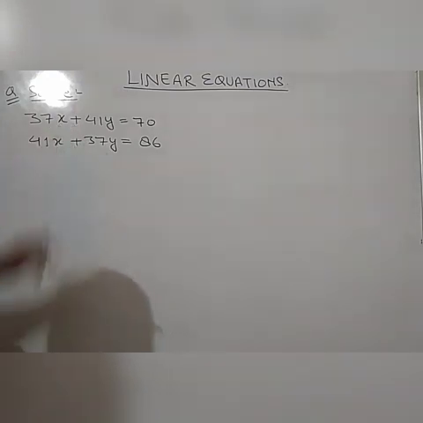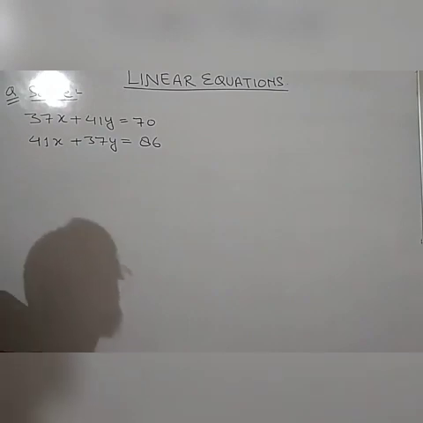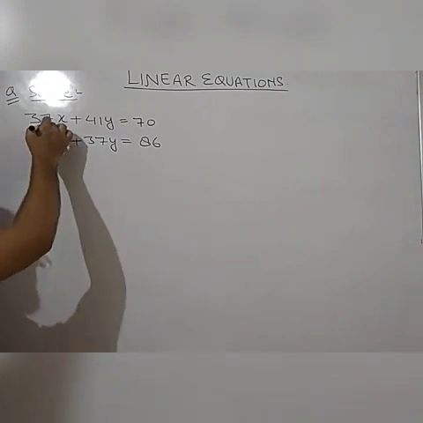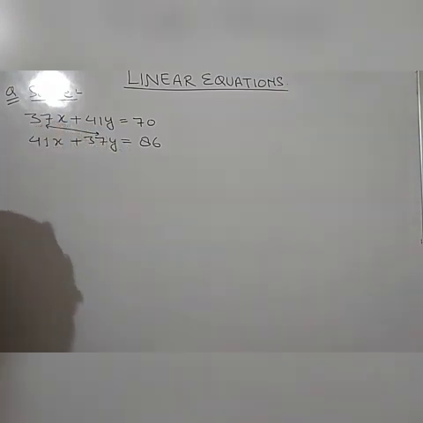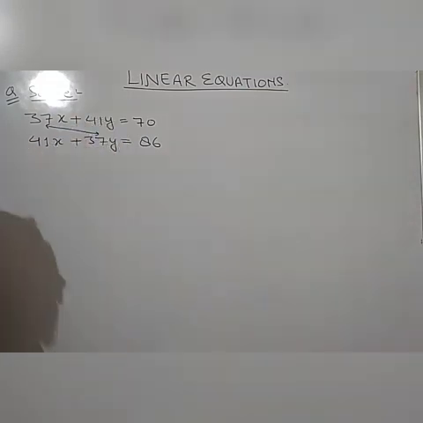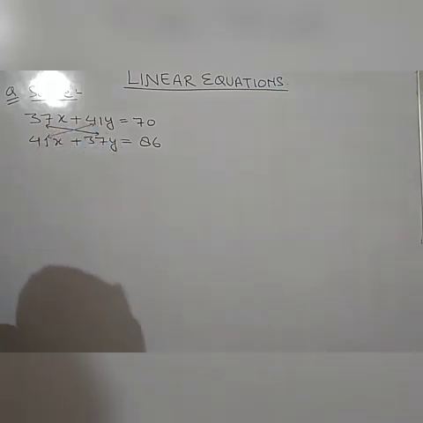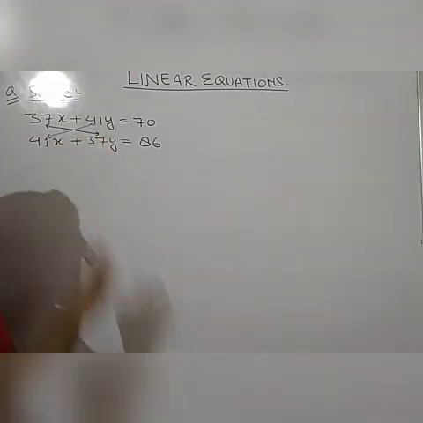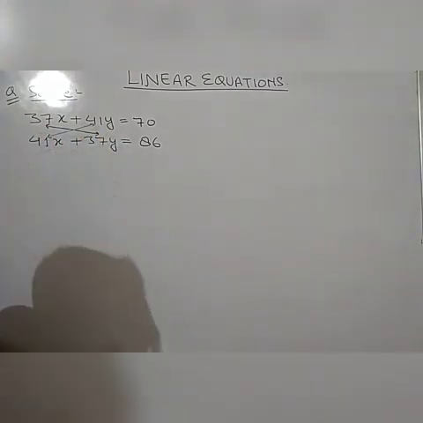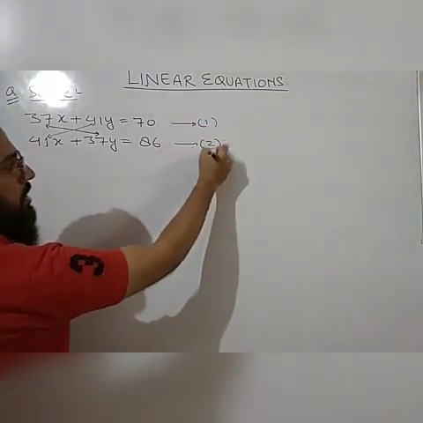Now you can check here. The coefficients of x and y are interchanged in both equations. In the first equation, the coefficient of x is 37, and in the second equation, the coefficient of y is 37. Similarly, in the first equation, the coefficient of y is 41, and in the second equation, the coefficient of x is 41. These coefficients are also interchanged. So whenever there is an interchange of coefficients, let us consider it equation number 1 and equation number 2.